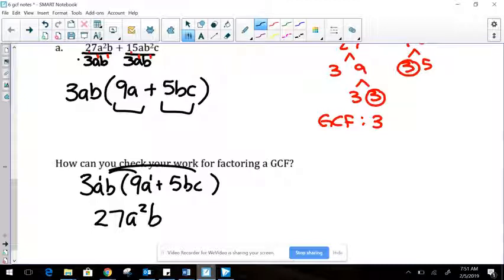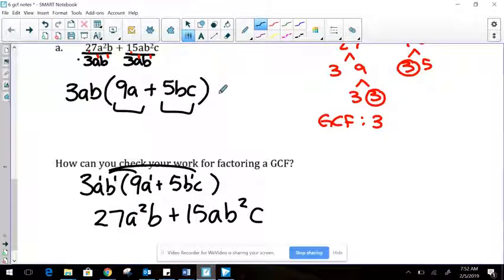All right, then second one, I have 3 times 5 would be 15. A to the first times nothing else, it's just a. B to the first times b to the first, I add those exponents. And then the c is right here. So let's look at our original problem up here, that should exactly match. Perfect. Okay, so this here matches this guy here, so I know I'm correct.